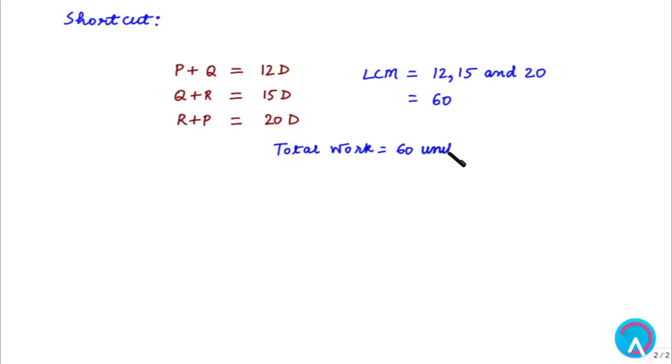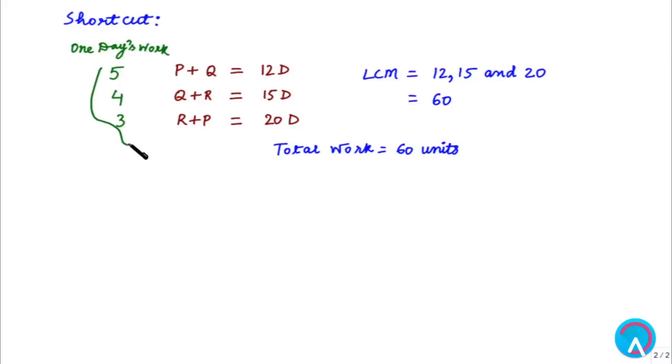So 60 units is the total work. And here if we make one more column, and let's say this column is 1 day's work. So this is one more column here, that is 1 day's work. So if P and Q can complete the work in 12 days, then 1 day's work of P and Q will be 60 by 12, that is 5 units. Similarly, 1 day's work of Q and R will be 4 units, that is 60 by 15. And 1 day's work of R and P will be 60 by 20, that is 3 units.